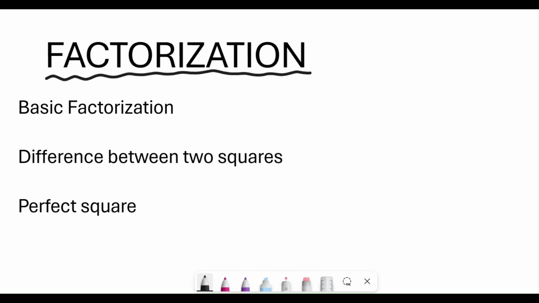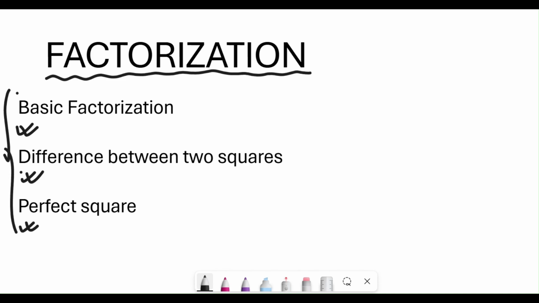In our previous videos, we have explained basic factorization, the difference between two squares factorization, and factorization when we have perfect squares. Now, just so that we can continue with the lesson and do more complex and more difficult examples, I would like us to revise basically these three ways and methods here.